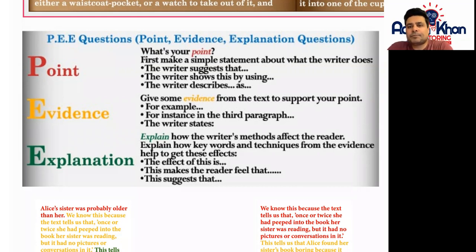Now the last bit is explanation or analysis. Again, remember it's either P.E.E. or P.Q.A., or you may have a third different structure. Now in the explanation stage, show how the writer's methods affect the reader. In other words, explain how keywords and techniques from the evidence help to get this particular effect. How do the writer's methods answer the question, and why do they answer the question? How do they do this?